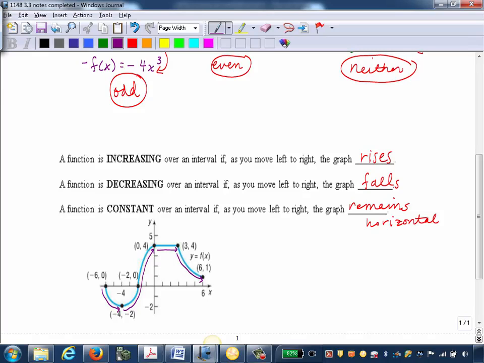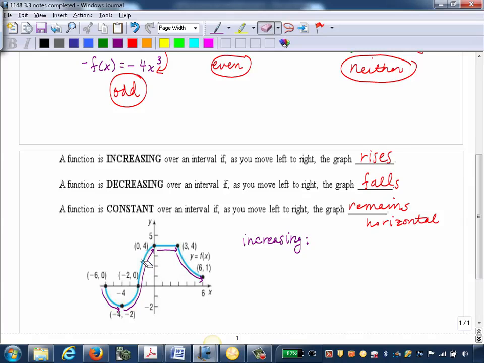To describe where a graph is increasing, decreasing, and constant, we're going to use interval notation. We say that this graph is increasing on this interval here, where this arrow is pointing up, where the graph is rising. When we describe location in math, we're always using x values. So the leftmost x value of this increasing region is -4. It starts at -4. It increases until you hit the x value 0. So I can say this graph is increasing on the interval from -4 to 0.